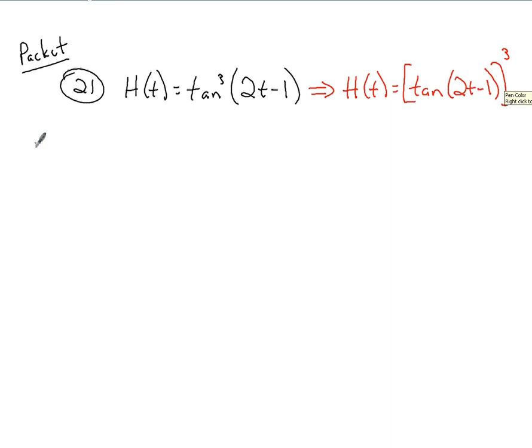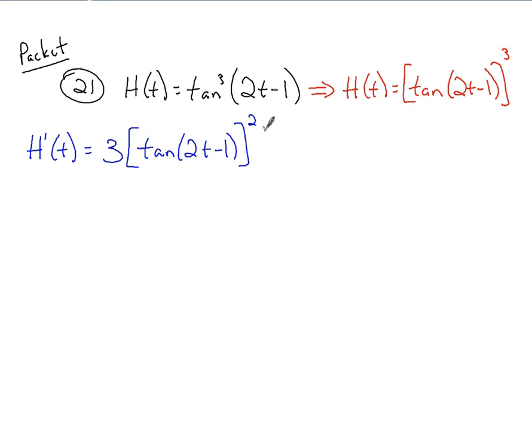For the first, we get h prime of t equals, using the chain rule, going to bring the power of 3 down. Right now only working with the power, so the tangent of 2t minus 1 stays as is. Adjust for the new power, subtract 1 away from 3, get 2 back.